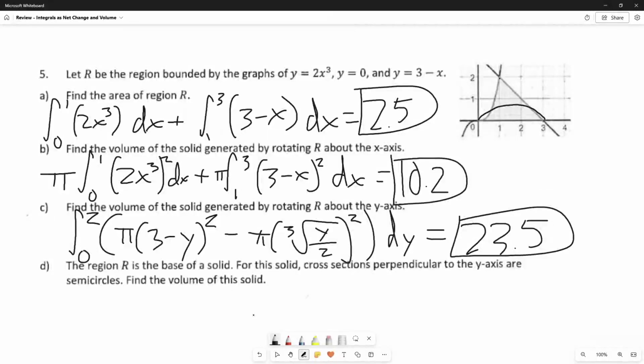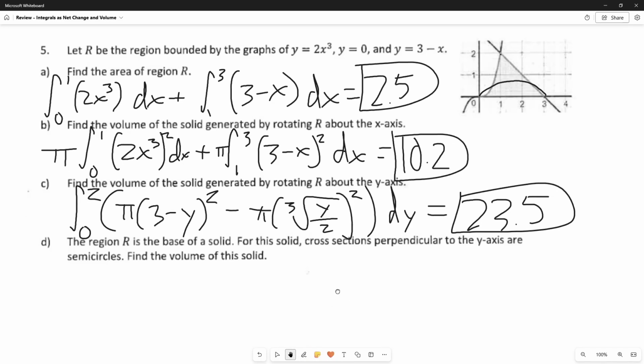Part D says the region R is the base of a solid. For this solid, cross-sections perpendicular to the y-axis are semicircles. Find the volume of this solid. So this region R is going to be the base for a solid, where it's like a 3D semicircle. Basically, instead of taking the sum of all the heights, we're taking the sum of semicircles.